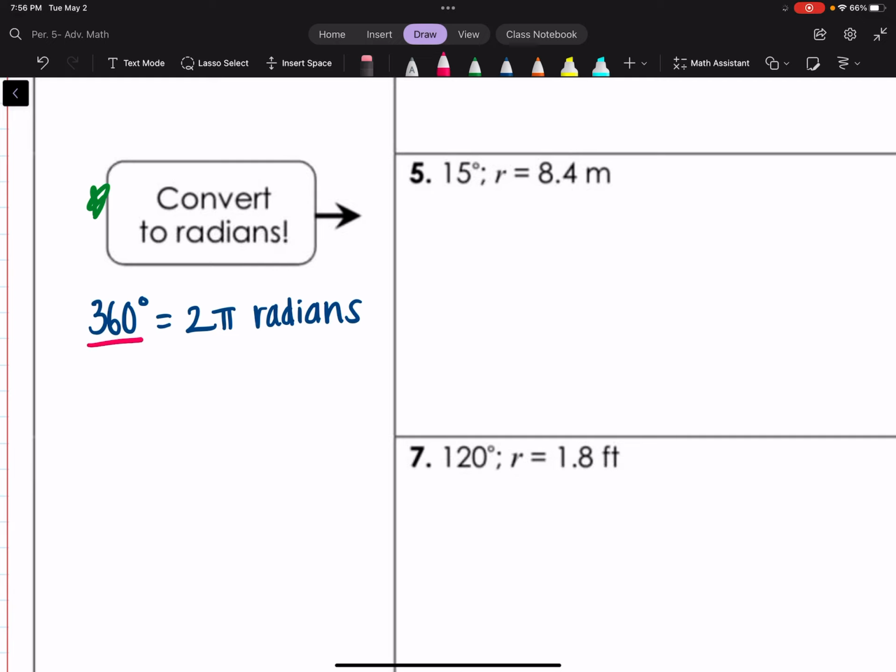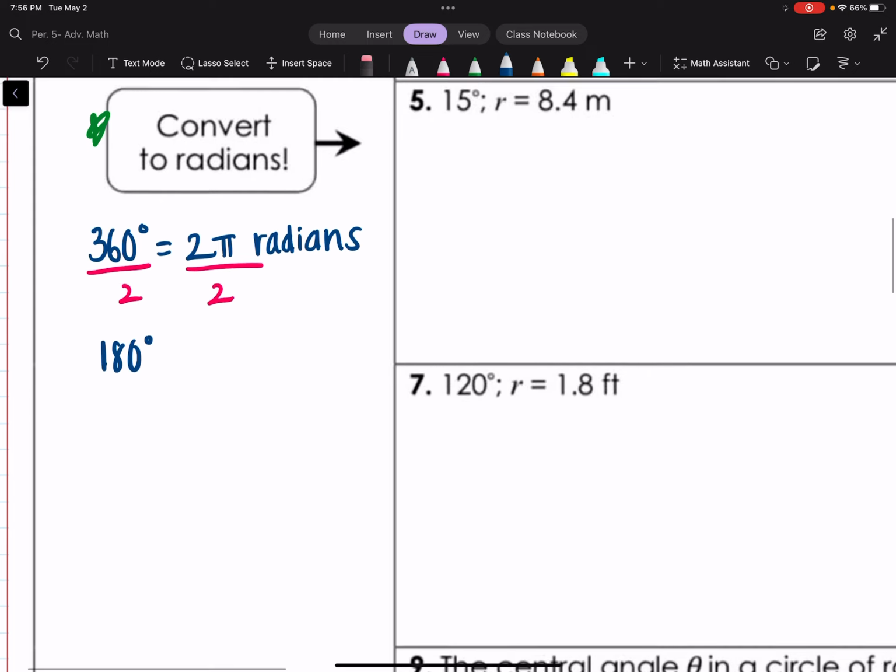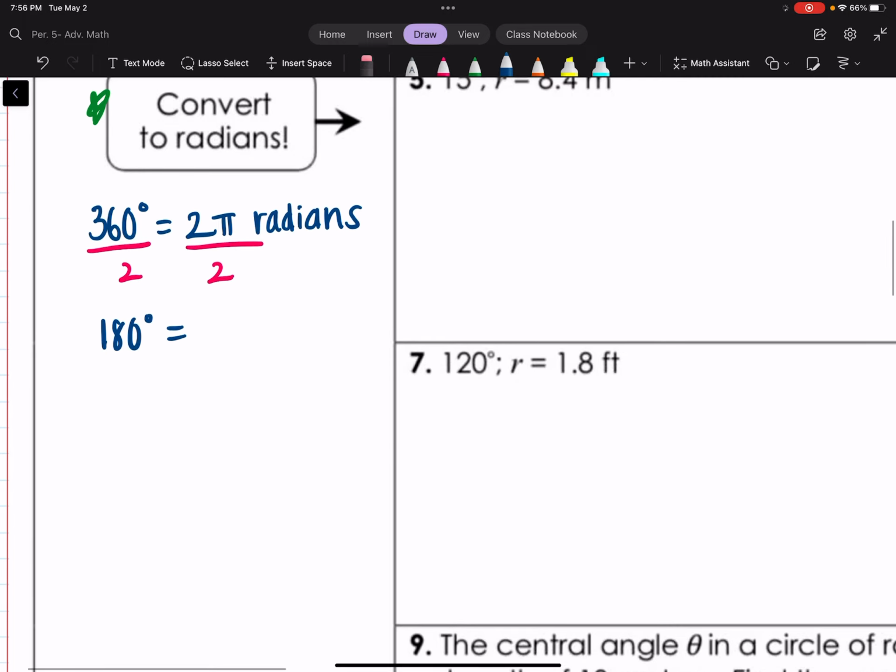So let's think about what a half rotation is. Let me take this and divide this by 2, and this by 2. 360 divided by 2 is 180 degrees. So a half rotation would be 180 degrees, which is equal to 2 pi divided by 2. Those 2's eliminate out, and I'm left with pi radians. So a half rotation, 180 degrees, is equivalent to pi radians.